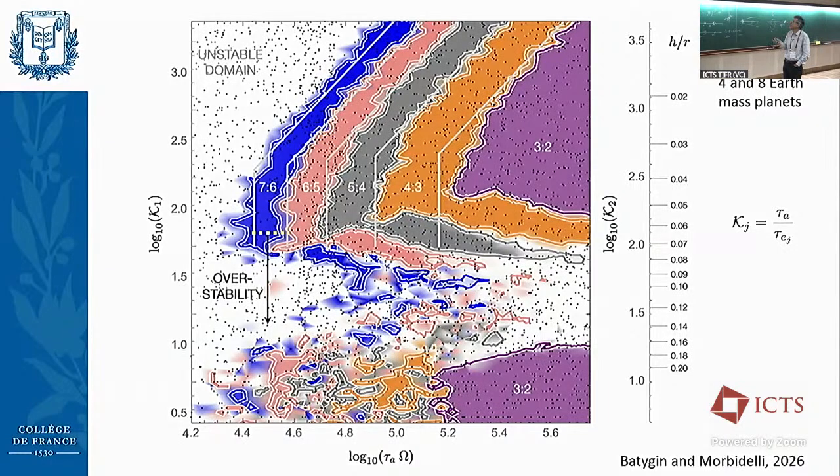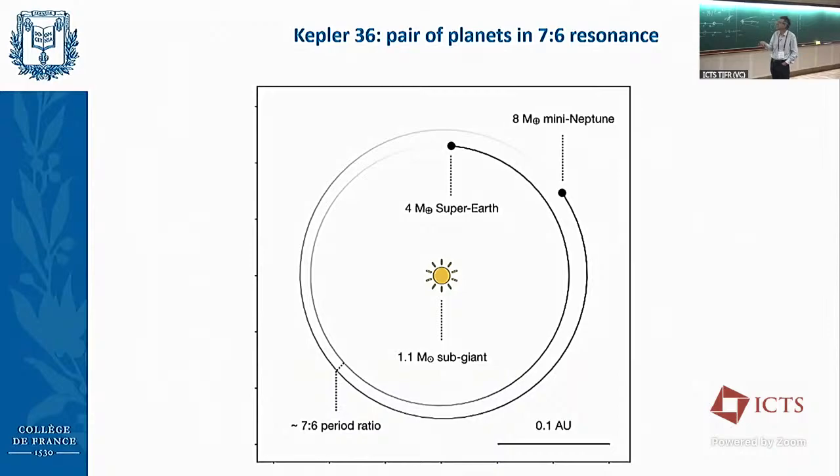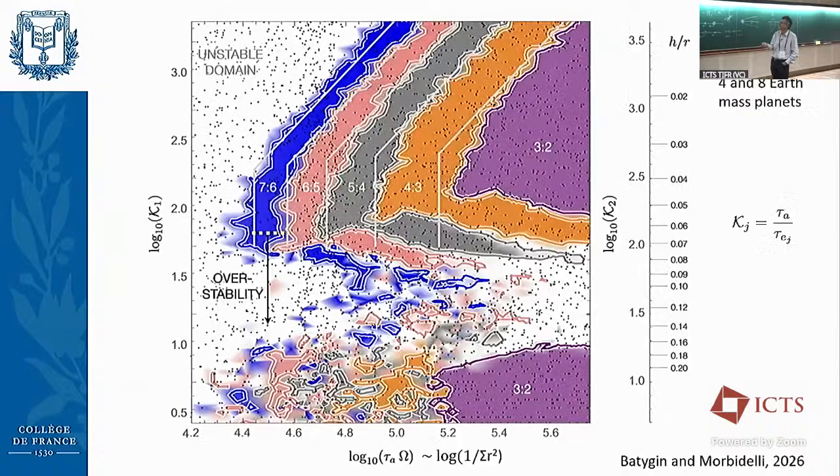So this was done for these kinds of planets, because these masses correspond to a system that exists, which is called Kepler-36. This Kepler-36 is in the 7:6 resonance in this configuration. So we wanted to understand how it's possible that the two planets skip all the other resonances and go into this 7:6 resonance. And this is the answer.